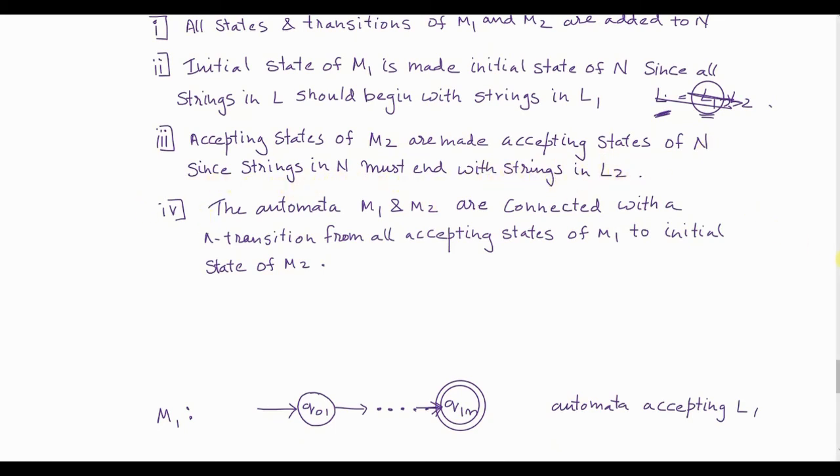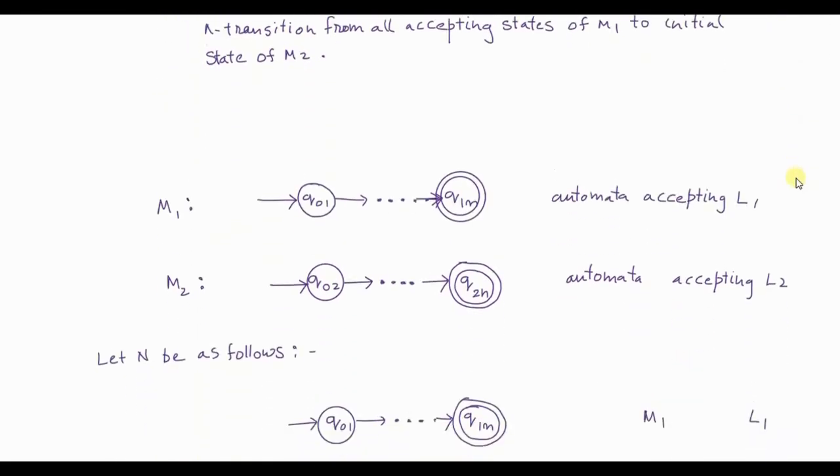Again here, when I say L equals L1 dot L2, it simply means that the strings in L should end with the strings in L2, because the output of L1 is given to L2 and L2 is going to give you the final output. L1 takes the input, the output of L1 is given to L2, and whatever output L2 gives will be the final output, right?